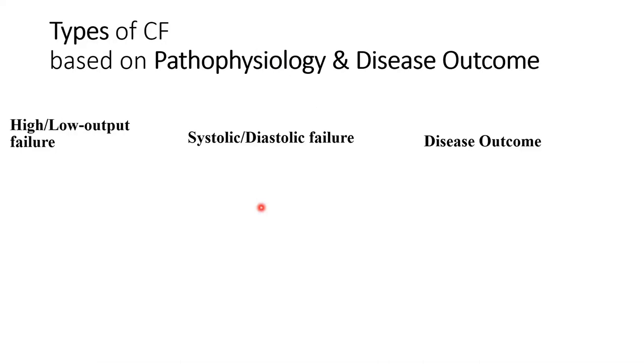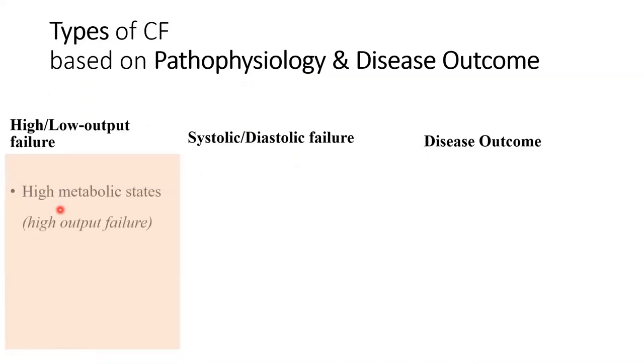Then we move on to the types of cardiac failure, as we mentioned in our learning objectives, based on pathophysiology and disease outcomes. So under these two headings, these are pathophysiology headings, and the disease outcome will be discussed at the end. Okay. Now, high and low output failure.